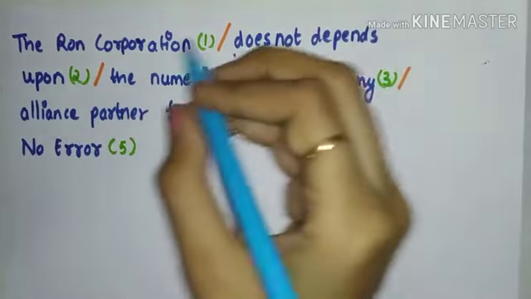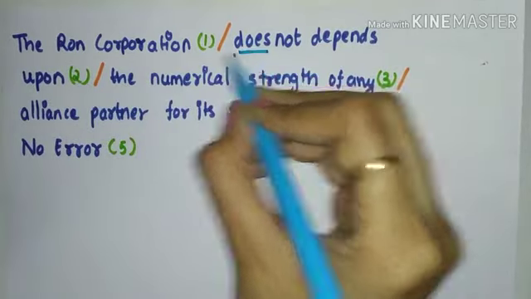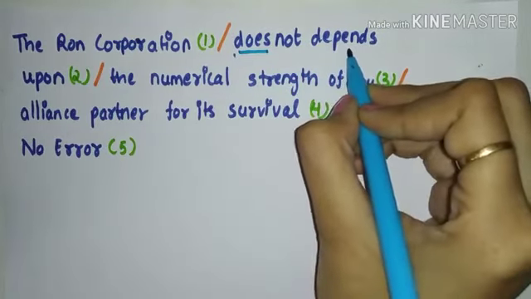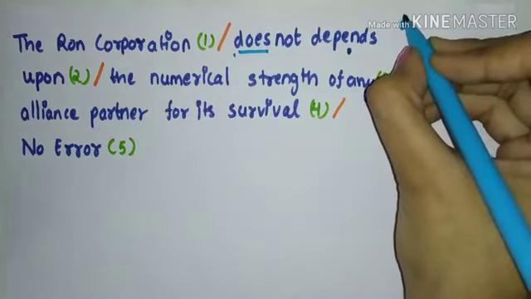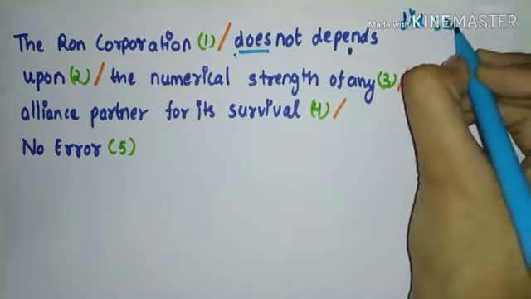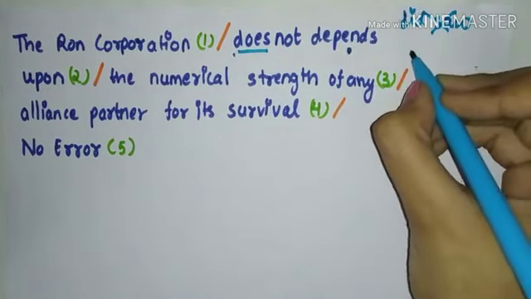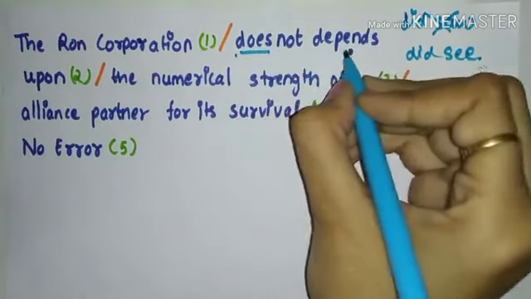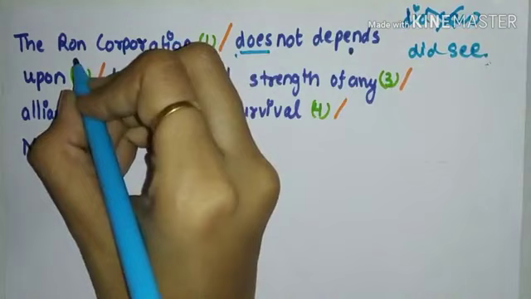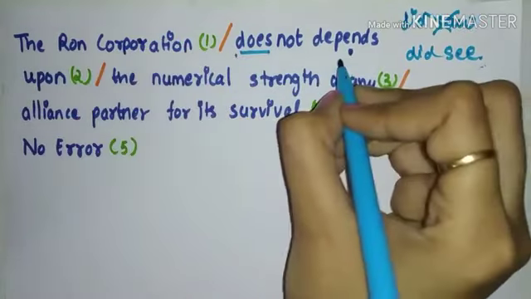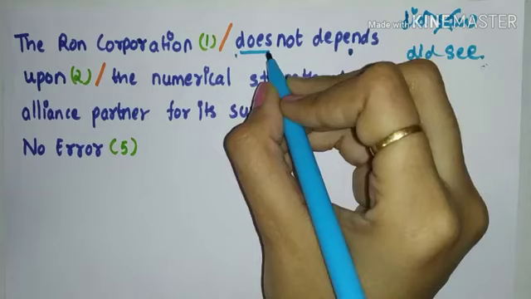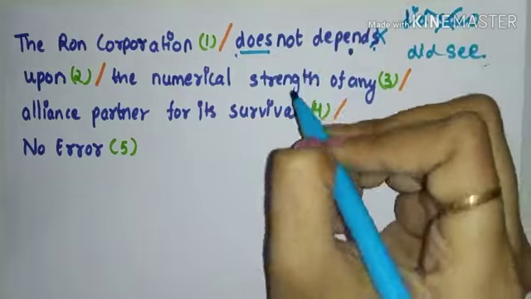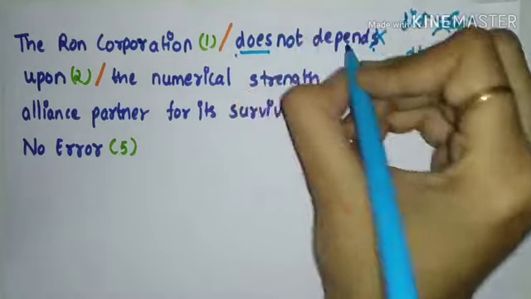Does not depends. The "does" is coming with respect to the Ron Corporation, which is okay. But when "does" comes, why does "depends" come? There is a rule in grammar that when "did" or "does" has come, the verb has to be used in its base form. In the case of "the Ron Corporation depends," it would have been correct. But since "does" is also present here, there's no need for the S. So either "does" will come or "depends" will come. Therefore, this part is wrong.